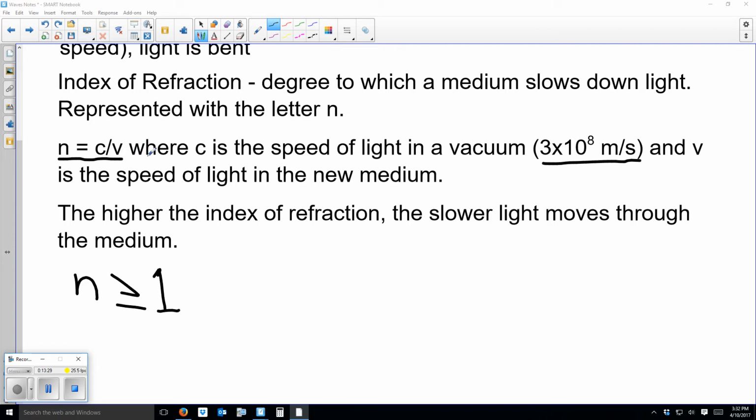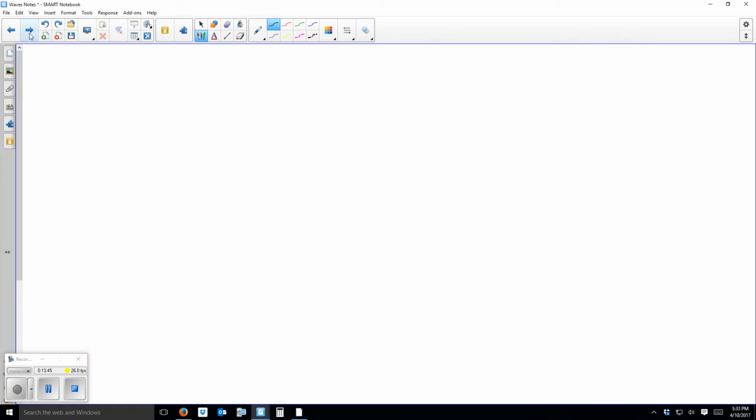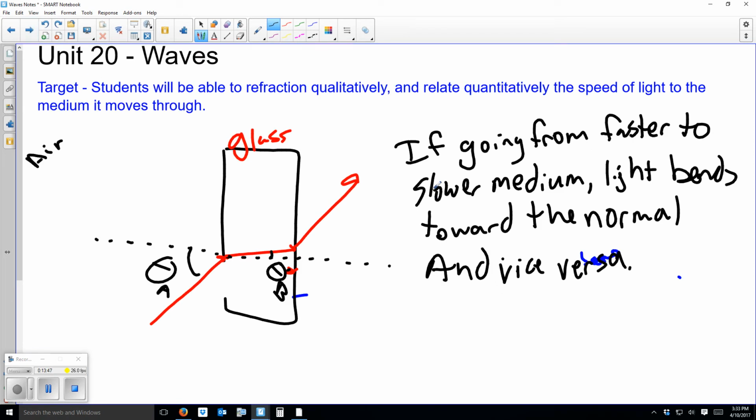Again, this refraction only happens when we are changing the speed of light. We're not just all of a sudden bending light all over the place. We only get it when we change speeds, when we change mediums. So if you're going from a faster to a slower medium, you bend the light towards the normal line. So if you draw your normal line, you get that.